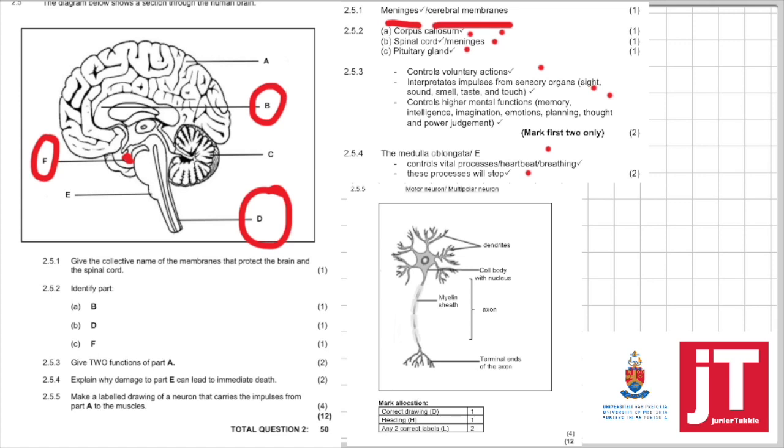2.5.5. Make a labelled drawing of a neuron that carries impulses from part A to the muscles. That obviously is the motor neuron. Here, if you look at the labels, you have to have the dendrites, cell body with the nucleus, myelin sheath, axon, and terminal end plates. You get a mark for the correct drawing, correct heading, and any 2 correct labels.